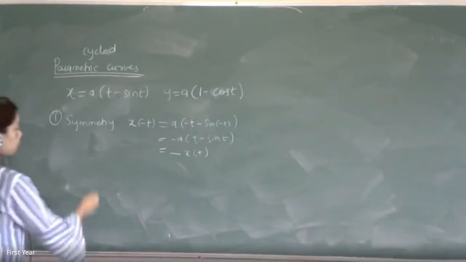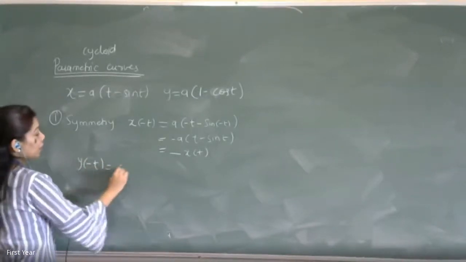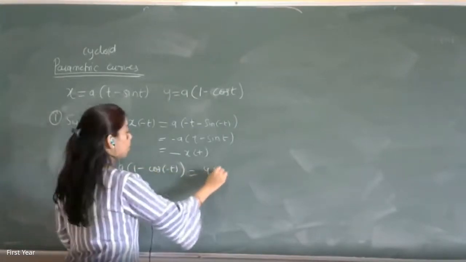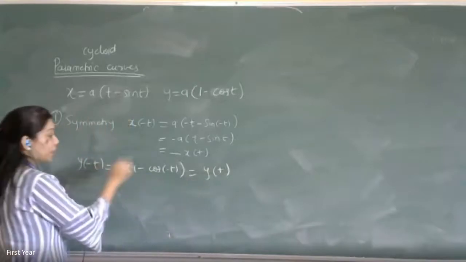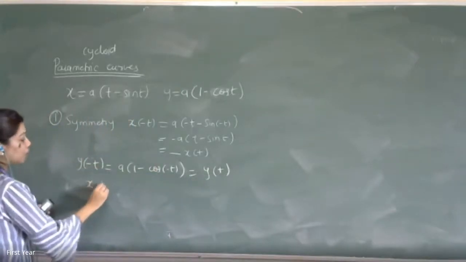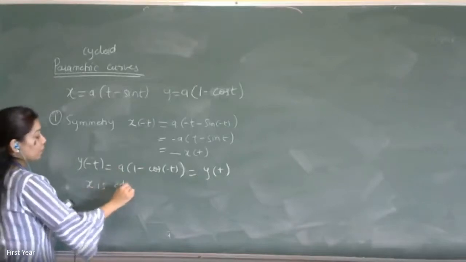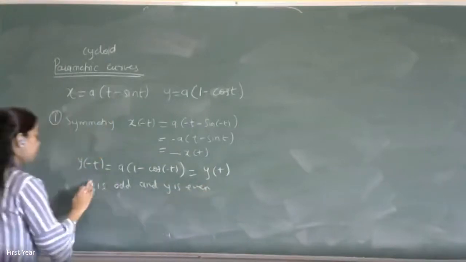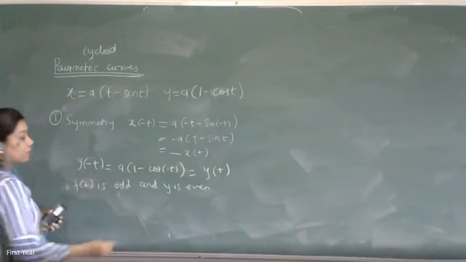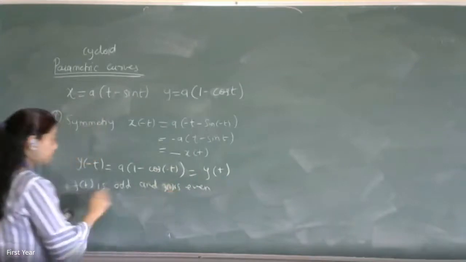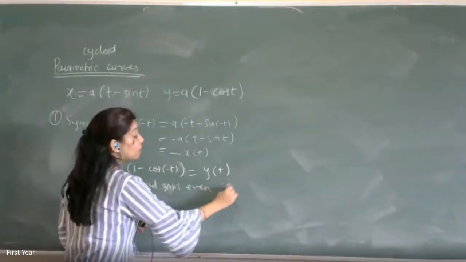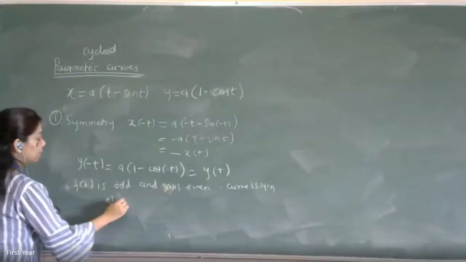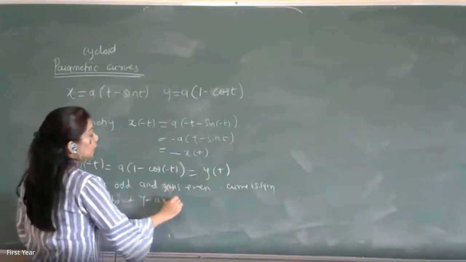Everyone. And what is y of minus t? A into 1 minus cos of minus t, that is cos t, which is y of t. So x is odd, and y is even. Y in the sense g of t. If you are getting confused, write down: f of t is odd and g of t is even. Therefore, the curve is symmetric about the y-axis. Clear?